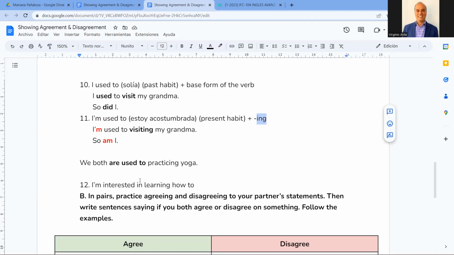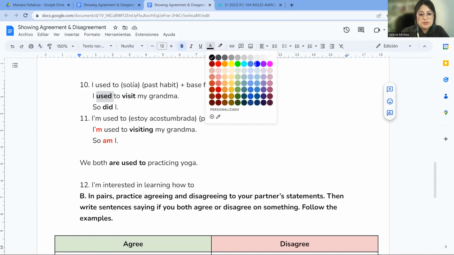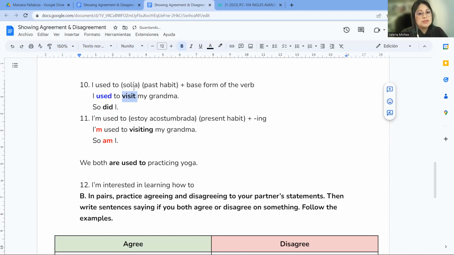If correct, I used to visit, or I used to visit it? In this one, I used to visit in the base form. Yep. You don't need the past form because you already have the past form in used to. That's the past. So what follows is base form. Good. All right. Do we have any other question or comment?